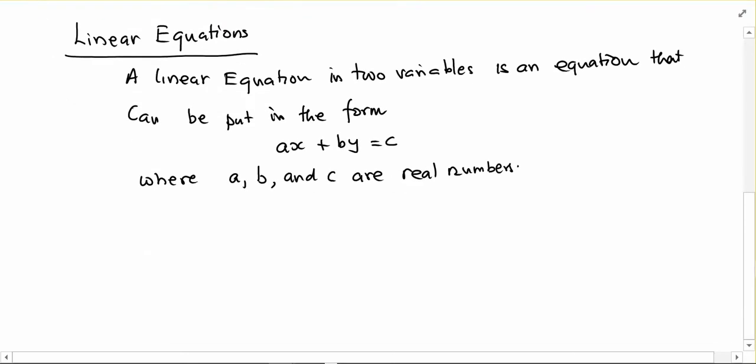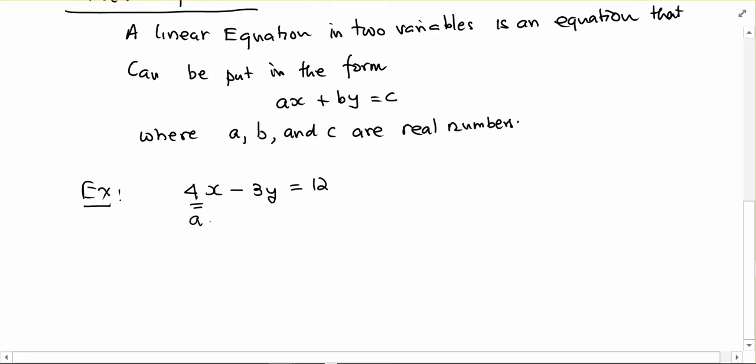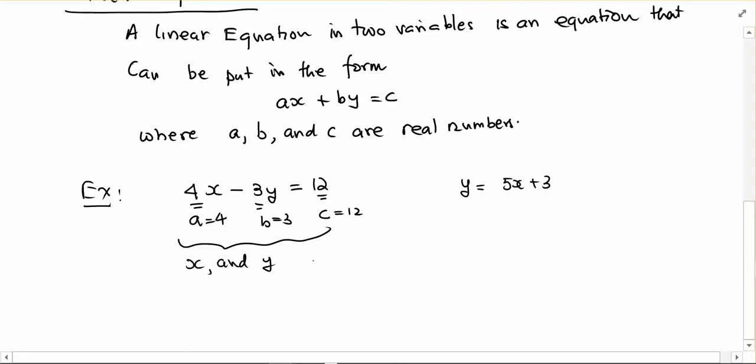So that's a lot of talking. Let me give you an example of that. It's very simple actually. So a linear equation looks like this. For example, 4x minus 3y equals 12. Right? That's a linear equation. So this is like a, and this is like b, and this is like c. Right? So a is 4, b is -3, c is 12. Written like this with the x and the y, and a number on the other side, this is called standard form.